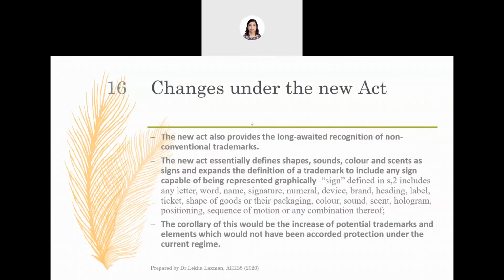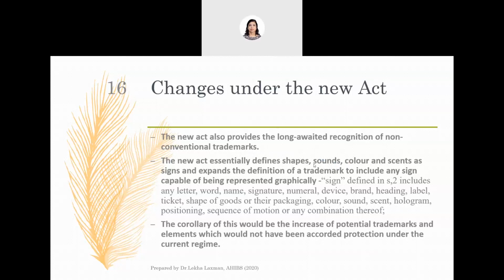Now, the other thing that is very different in the new act is that it allows recognition of non-conventional trademarks. Originally, you remember symbols, signs, and so on. That's the conventional trademark: words, pictures, and all that. But now, under the new act, they allow you to register non-conventional trademarks. And what are these? These include shapes and sounds. So sound is also now a trademark.